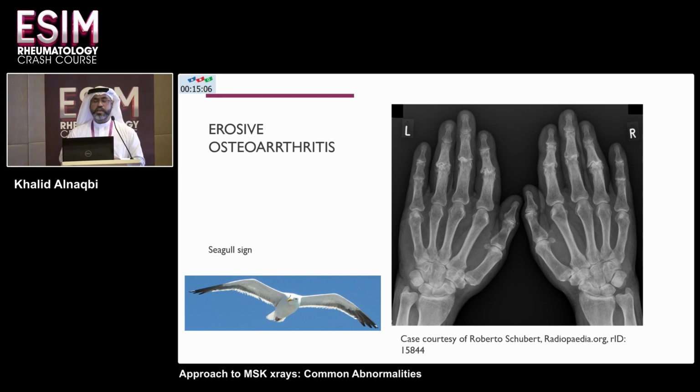Next, there is an entity called erosive osteoarthritis. Erosive osteoarthritis, we love the sign called the seagull sign. Seagull. So here, it's like a seagull. It's like a wing. There is a central erosion, and there is some kind of sclerosis and other signs of osteoarthritis. And patients have pain.